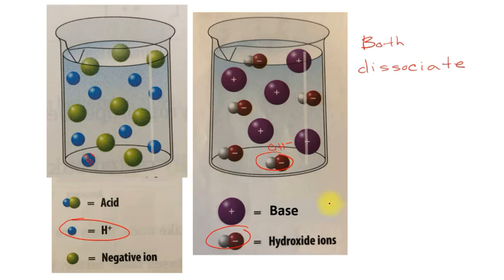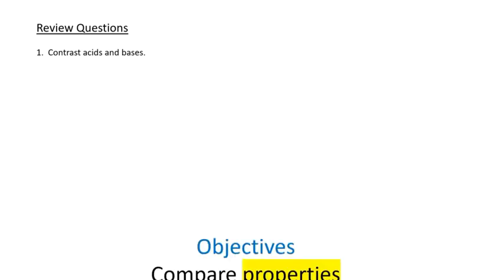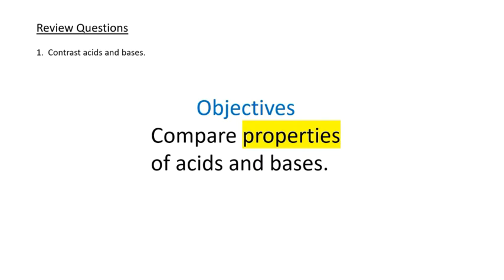Okay, let's look at the first review question then. Contrast acids and bases. Now, we basically just did this a few slides ago based on what's happening during the chemical reaction. However, the objective for this lesson in the book says, on page 184, that we want to compare properties of acids and bases.